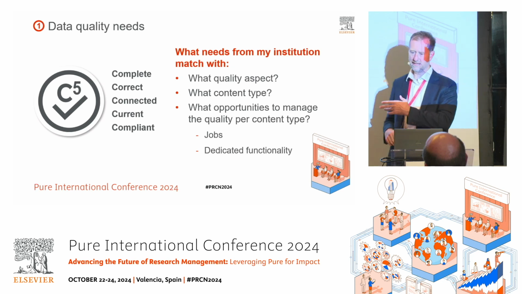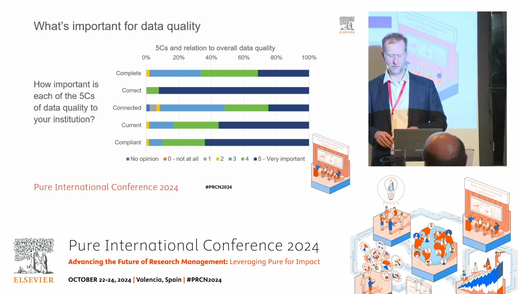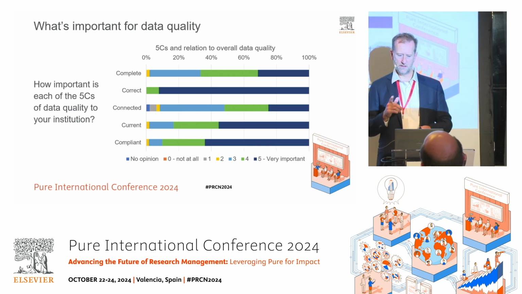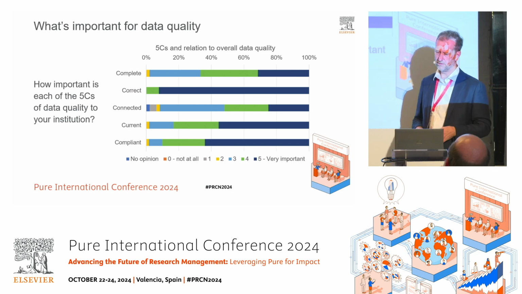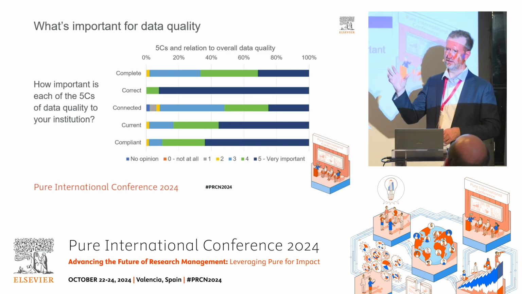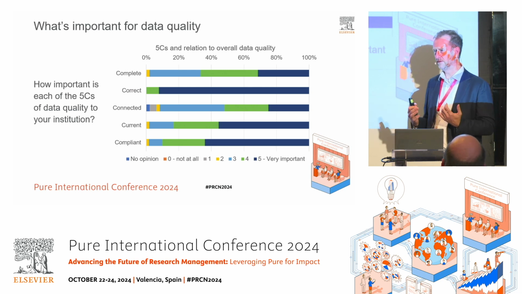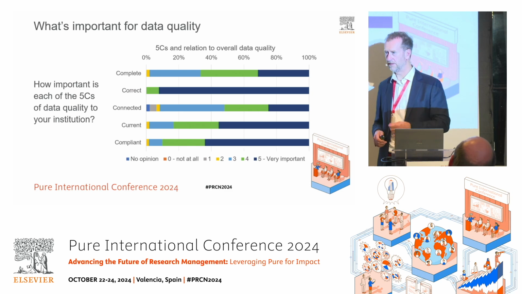And diving deeper into this idea of what's important for data quality. So 3 years ago, at the end of 2022, we asked in quite a big survey, 80 different people responded, how important is each of the 5 C's of data quality to your institution? So overwhelmingly, correct. The data needs to be correct. And second, after that, is compliant. The data needs to be compliant. So we can start to see a pattern of which element of data quality we need to focus on as an institution, and as a Pure admin, as a validator, somebody who uses Pure in general.